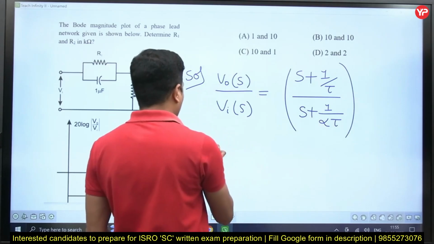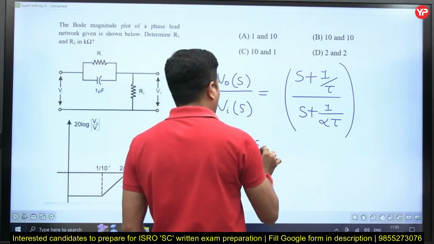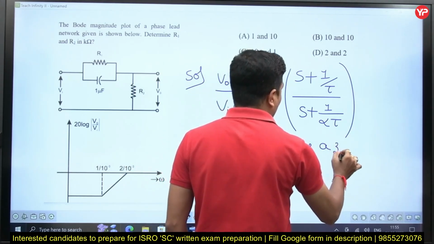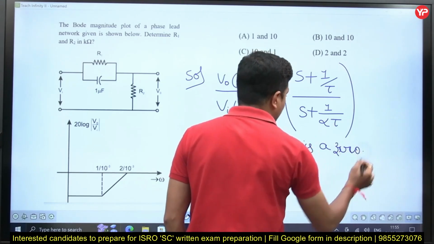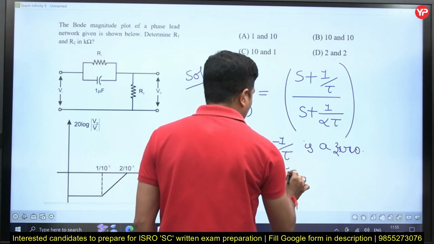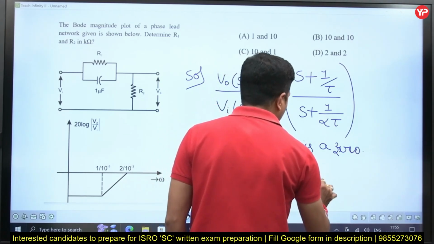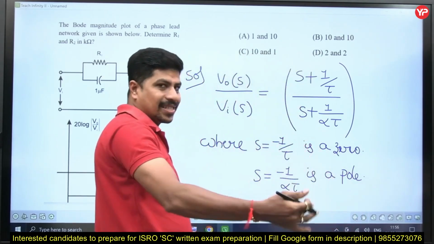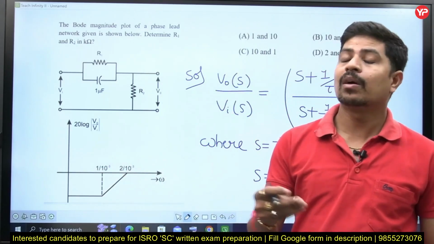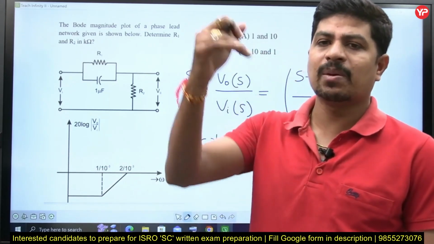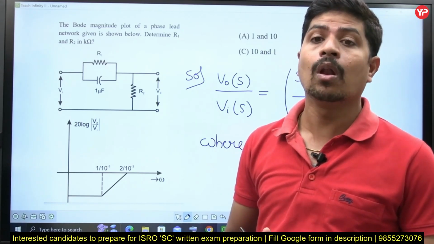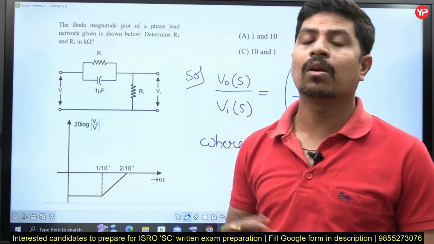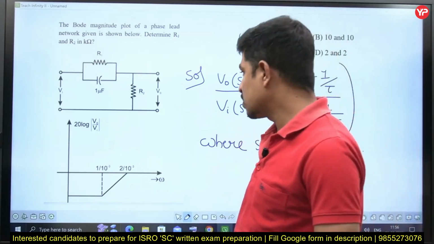right, where S equal to minus 1 by tau is a zero, and S equal to minus 1 by alpha tau is a pole. With the introduction of a zero, the slope of the Bode magnitude plot rises by plus 20 dB per decade. With the introduction of a pole, the slope decreases by 20 dB per decade, that is, minus 20 dB per decade gets added to the slope. This way we can understand.